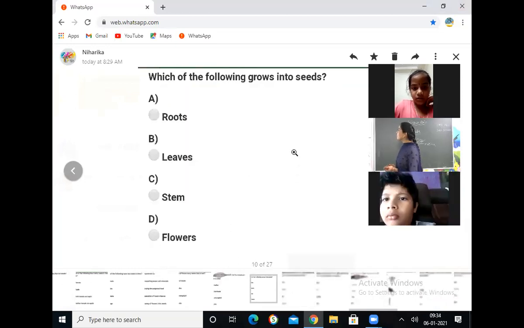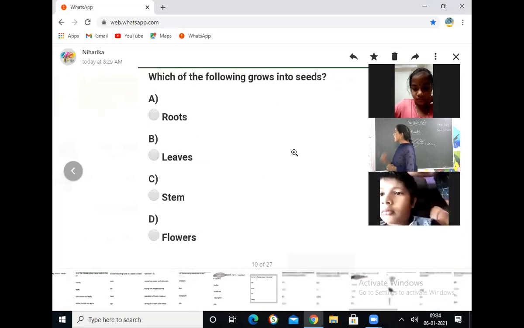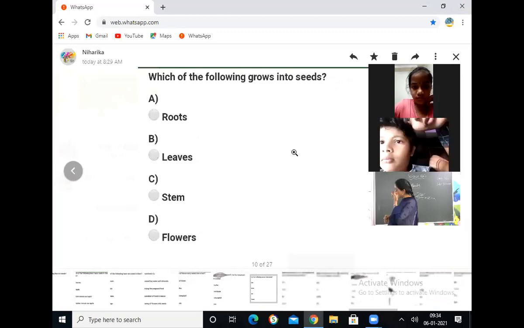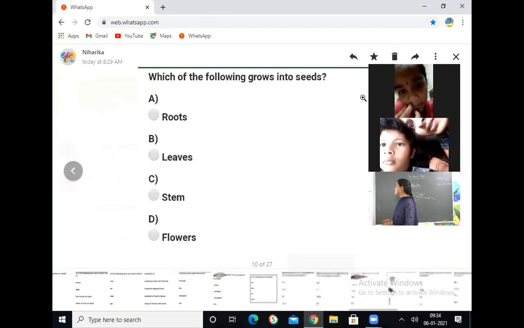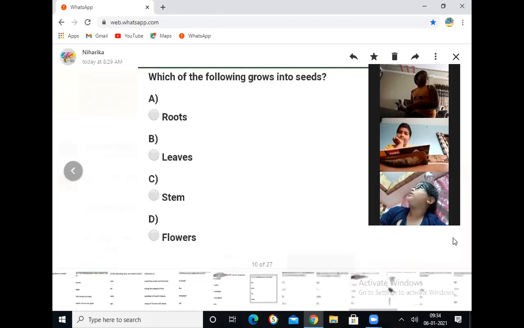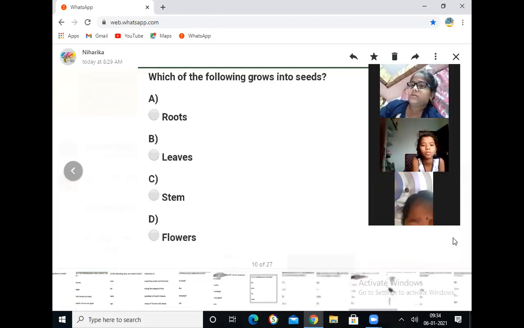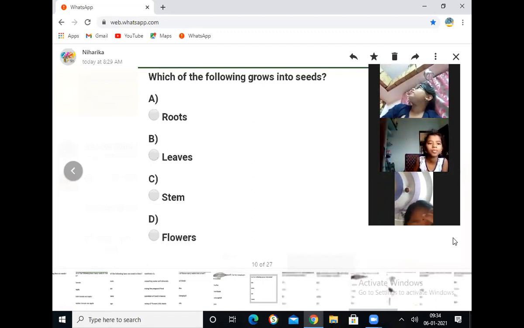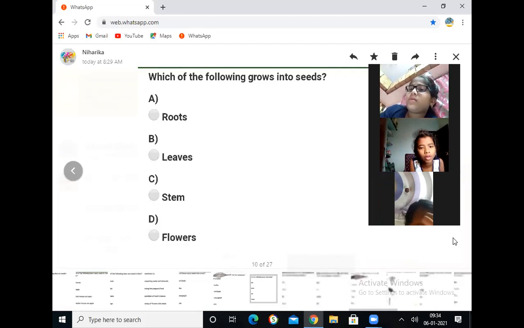Which of the following grows into seeds? Roots, leaves, stem, and the flowers. Yes, Aradhya. If you observe the root, the leaf, the stem and the flower, is there anything seed-like in them?